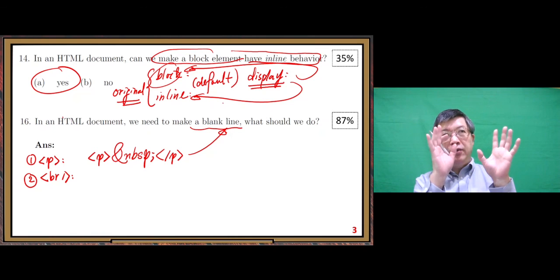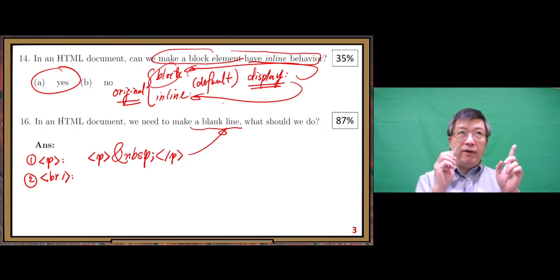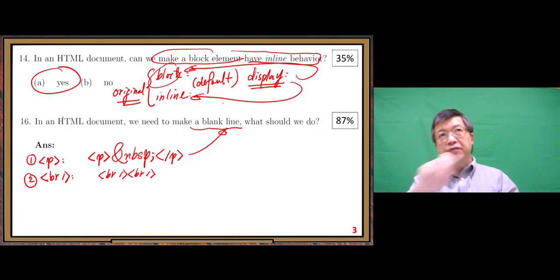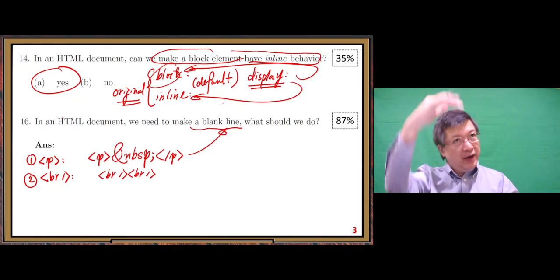The second way uses BR. You need to use two consecutive BR elements. One is not enough. One just does a line break. The second one is another line break.